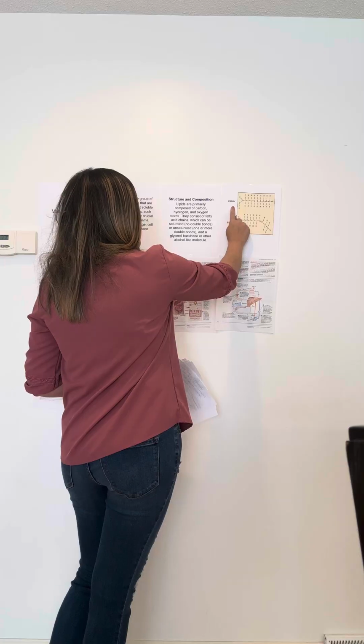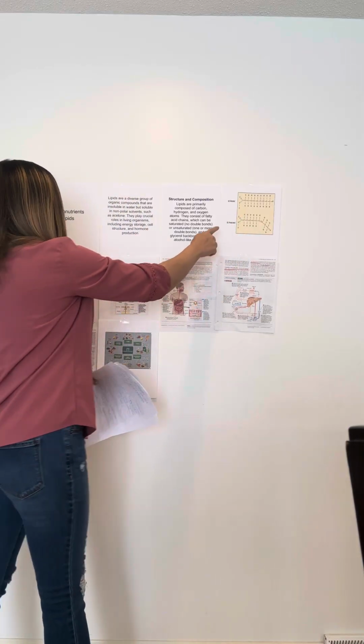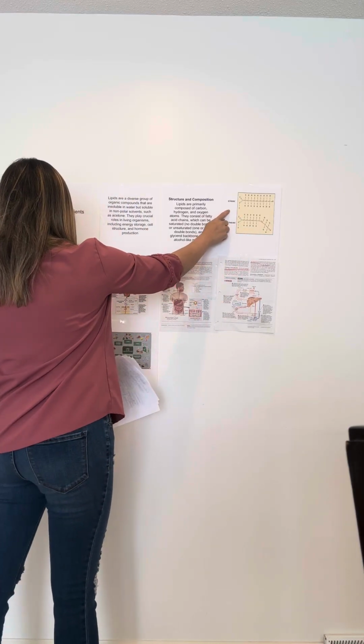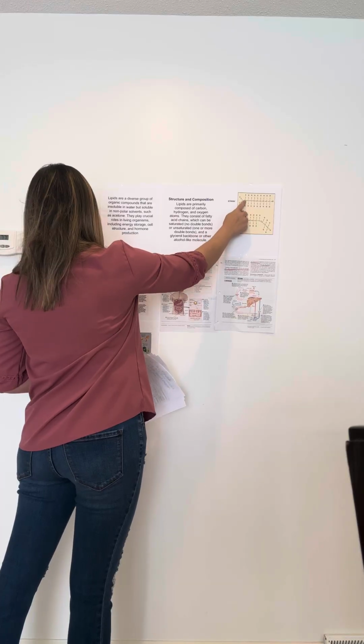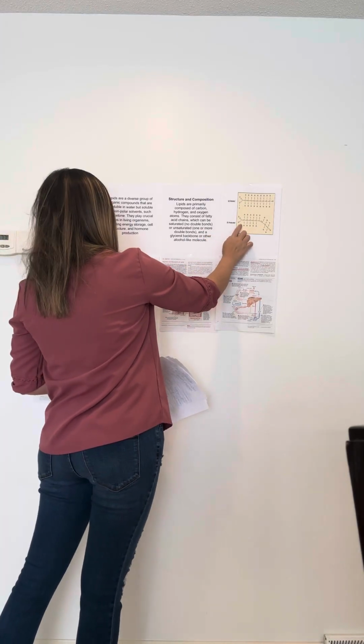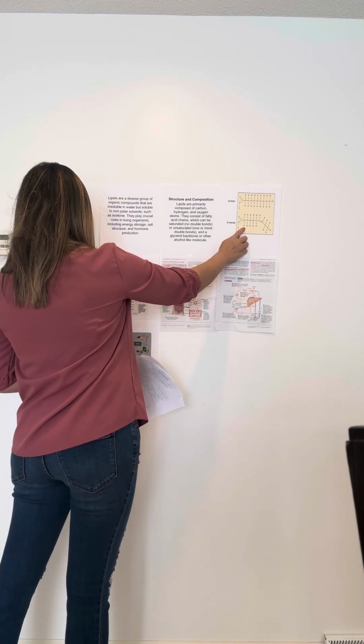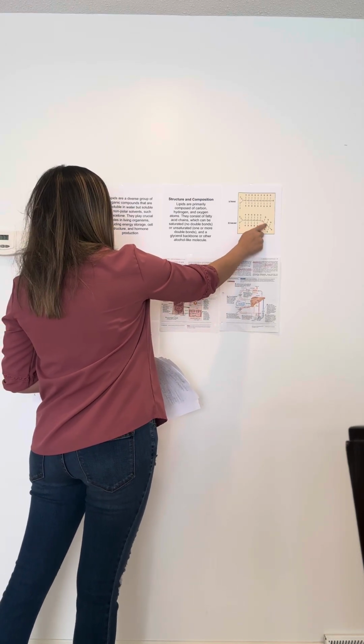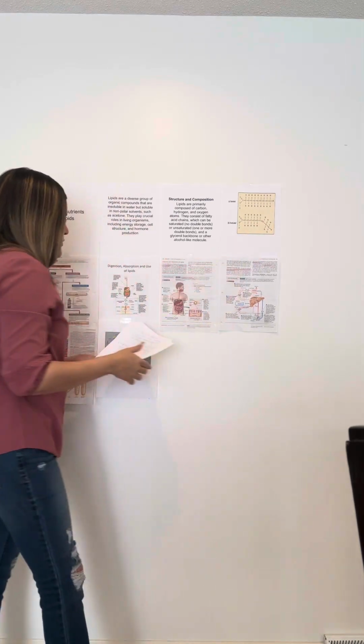Now, for the fatty acids, there are 2 types of fatty acids. We have the saturated and the unsaturated. For the saturated, there is a single bond between carbon and hydrogen. And for the unsaturated, there is a carbon to carbon double bond.